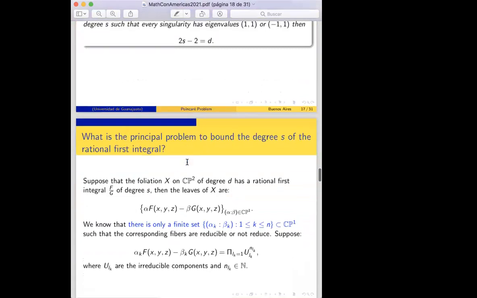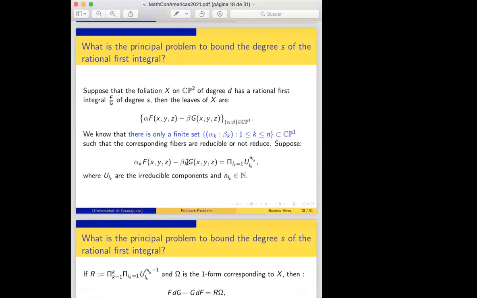Now I would like to say what the principal problem is to bound the degree of the rational first integral. Suppose that we have a foliation on the projective plane of degree D with a rational first integral f over g of degree S. Then we know that the leaves of the foliation are the elements of the pencil defined by f and g. This is the family of algebraic curves parameterized by the projective line. There is an important result that says that there is only a finite set of elements in the projective line such that the corresponding fibers are reducible or non-reduced. Just a finite number. Here we take n elements in this set.